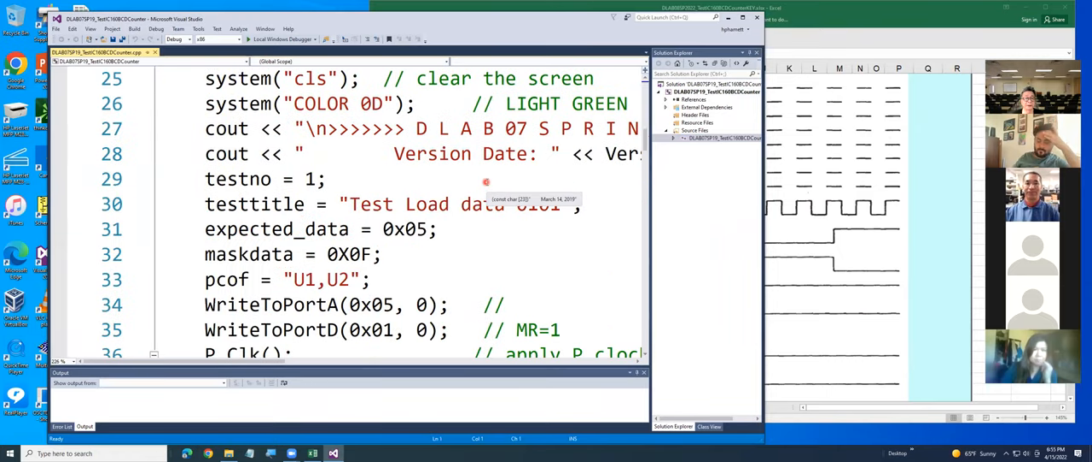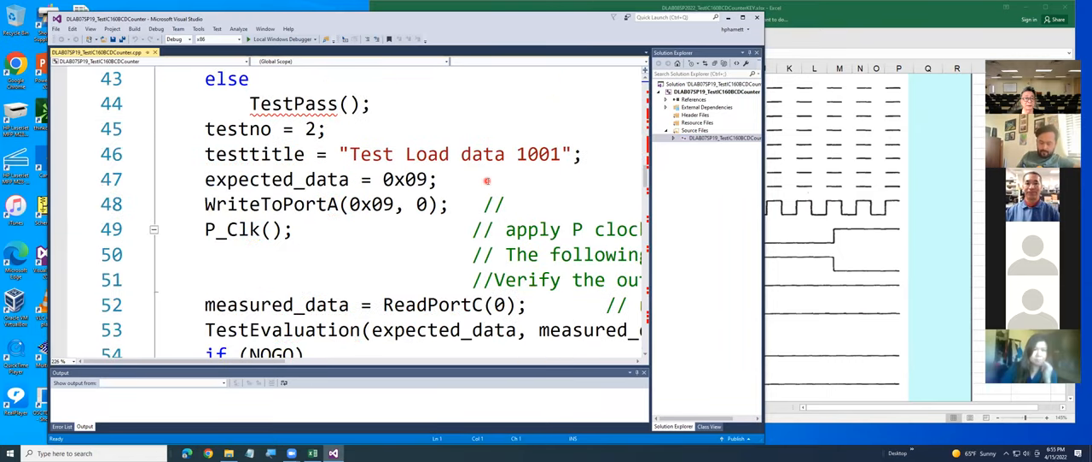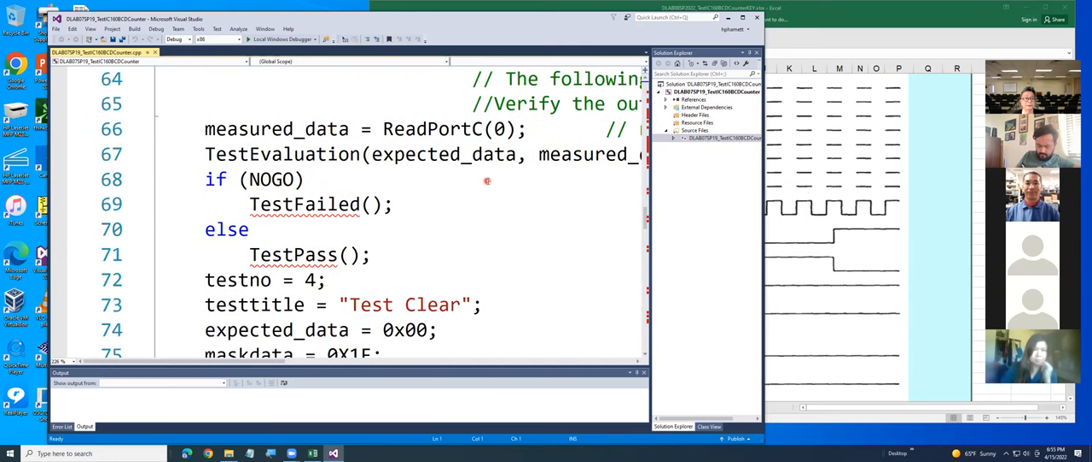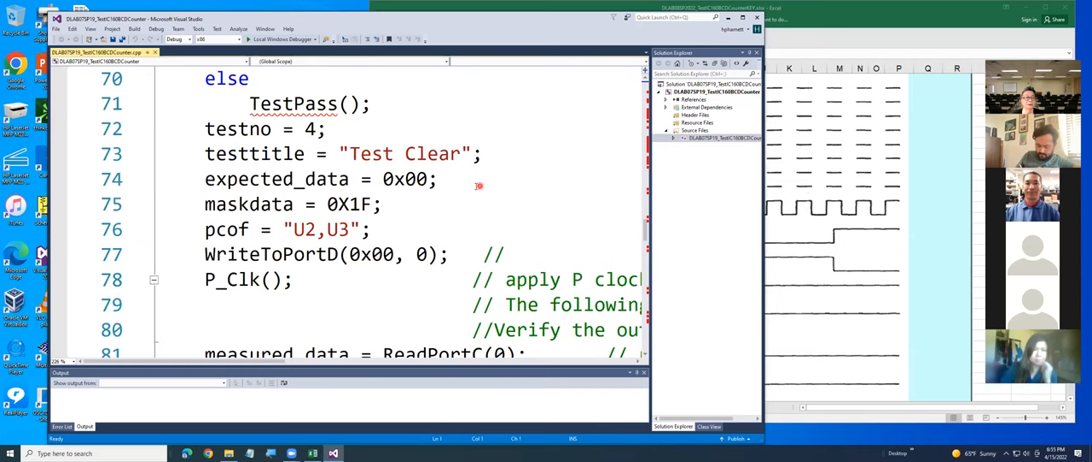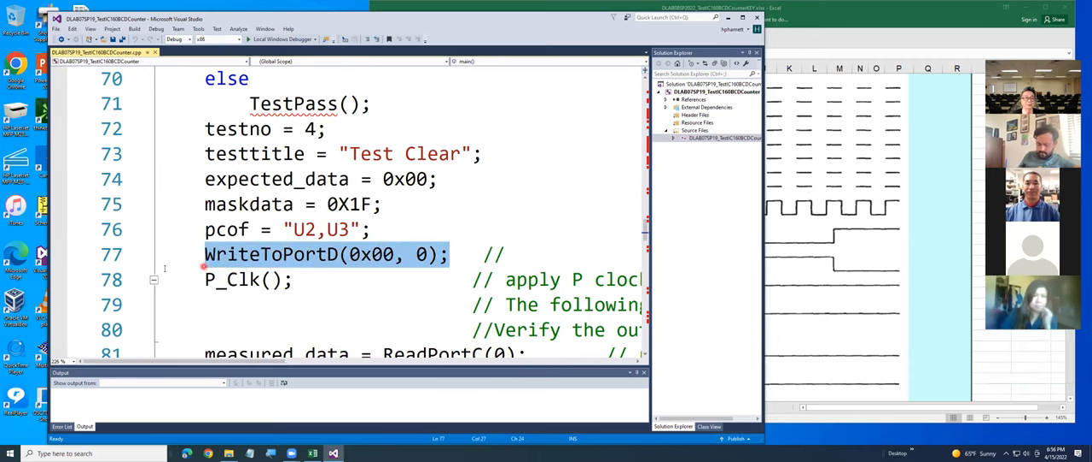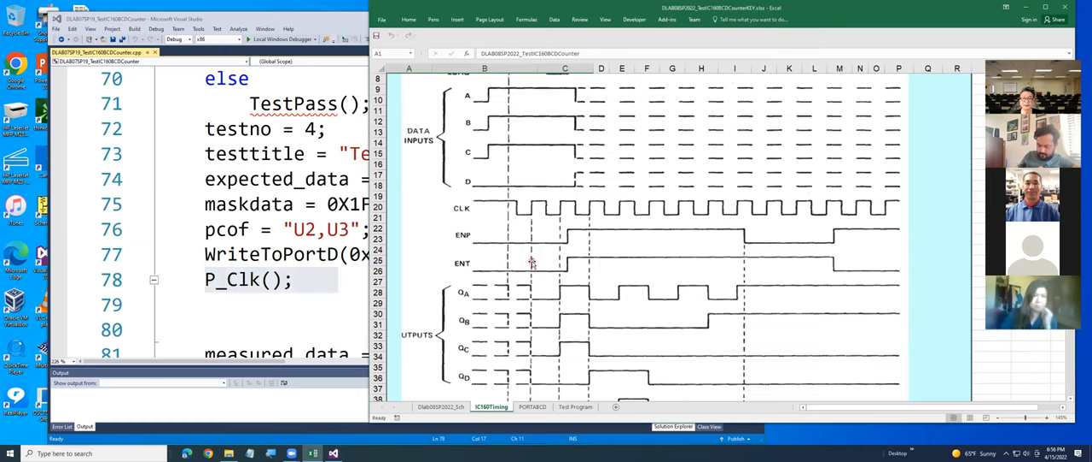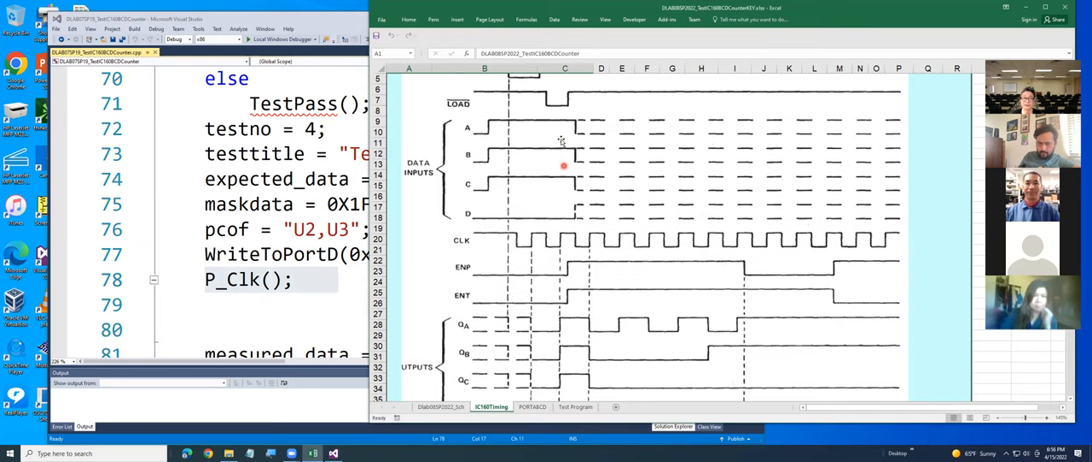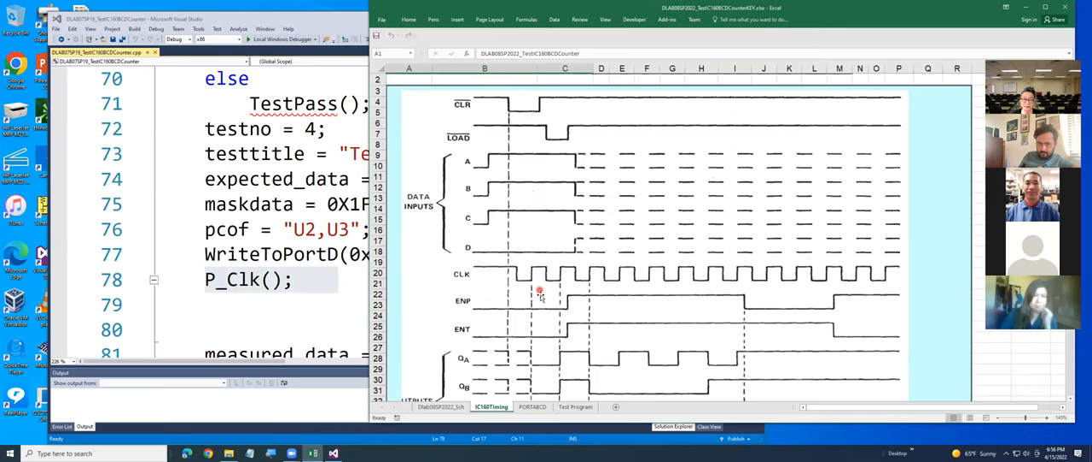Okay, now let's see. You see the test for clear. This is a test for clear. You write port A, and you must apply P clock. Now the only thing it tells you is that you apply the clear, but it is not cleared yet until you get the clock transition 0 to 1. Same thing for the load.